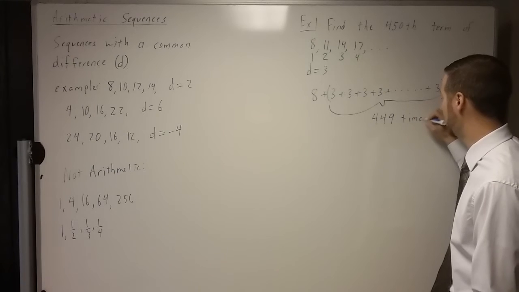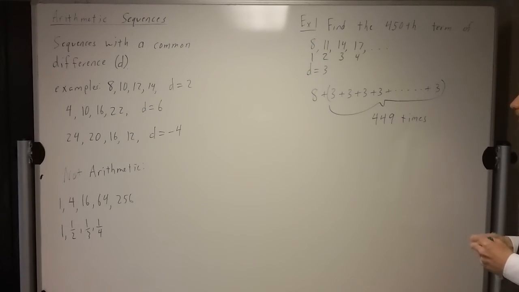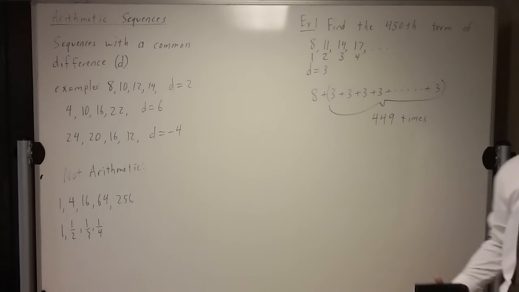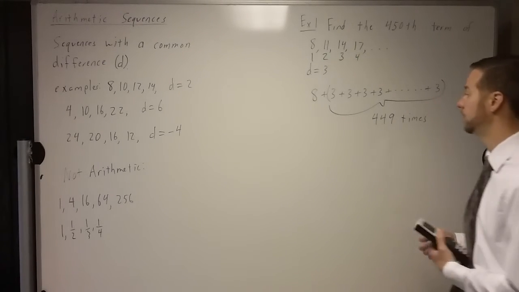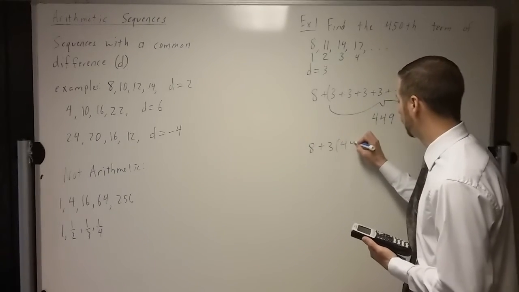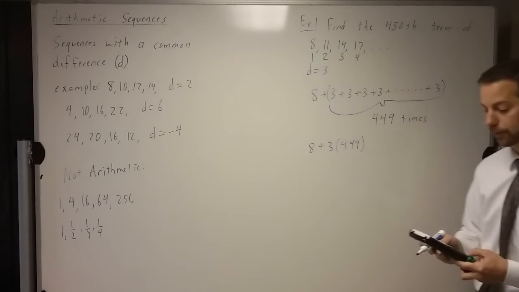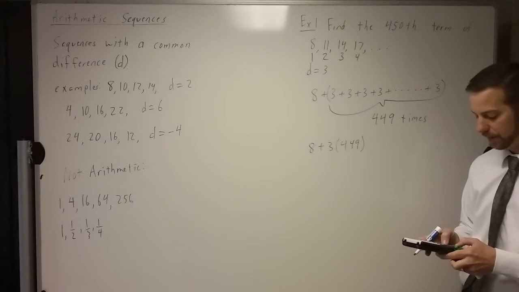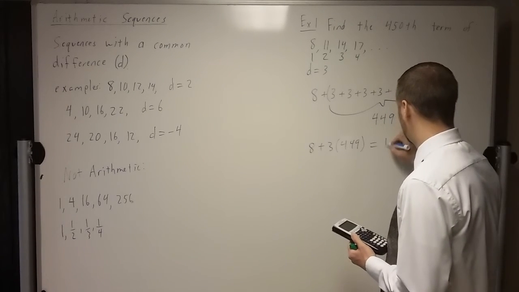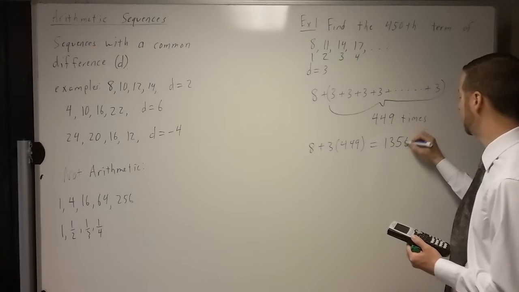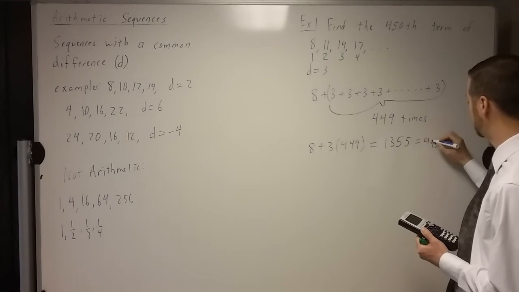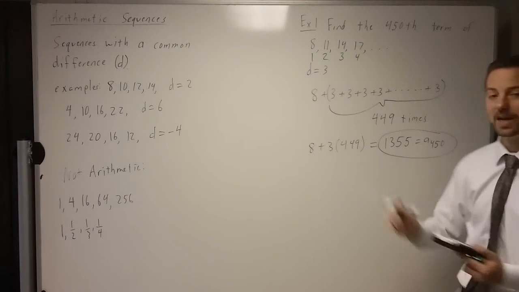449 times. And so instead of just doing 3 plus 3 plus 3 plus 3 449 times, repeated addition is multiplication. And so another way to say this would be, this is 8 plus 3 449 times, or 3 times 449. And so I'm going to do this. We've got 8 plus 3 times 449, which gives us 1,355. So that is our 450th term, or we could call it a sub 450 in this sequence.